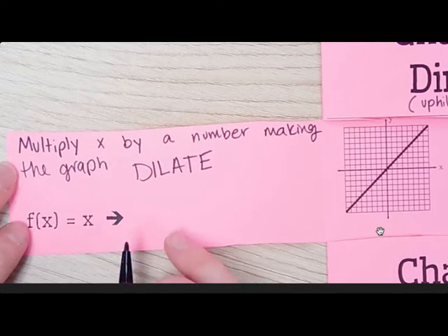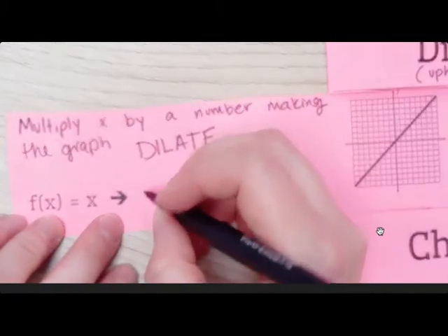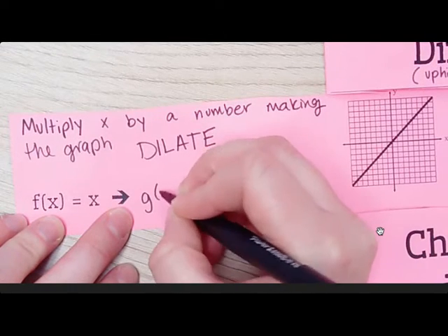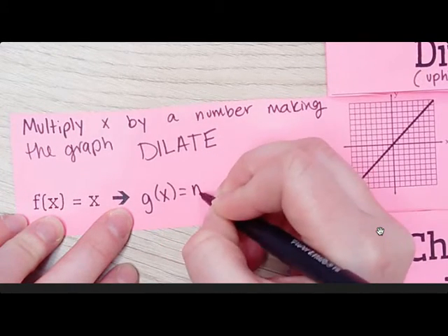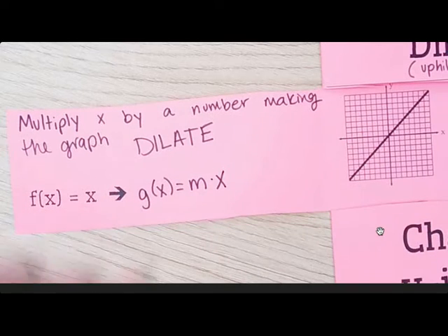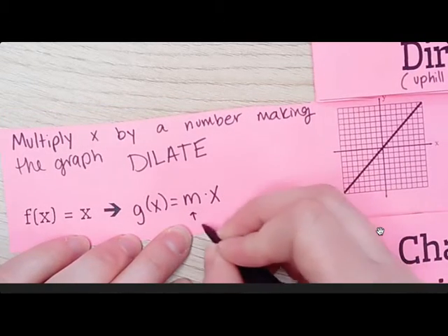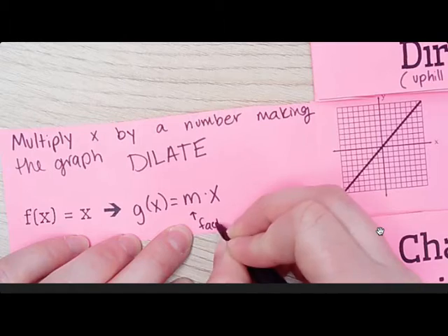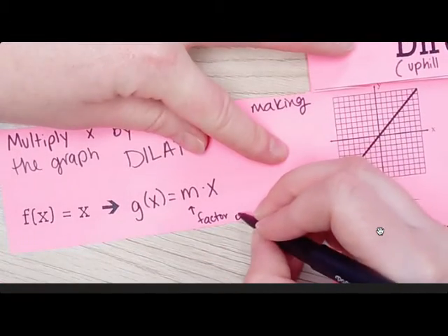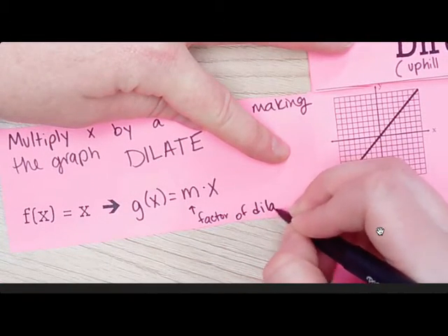So f of x equals x, and our new equation or function will be g of x equals m times x. So m is going to be the factor of dilation. So I'm going to say factor of dilation.